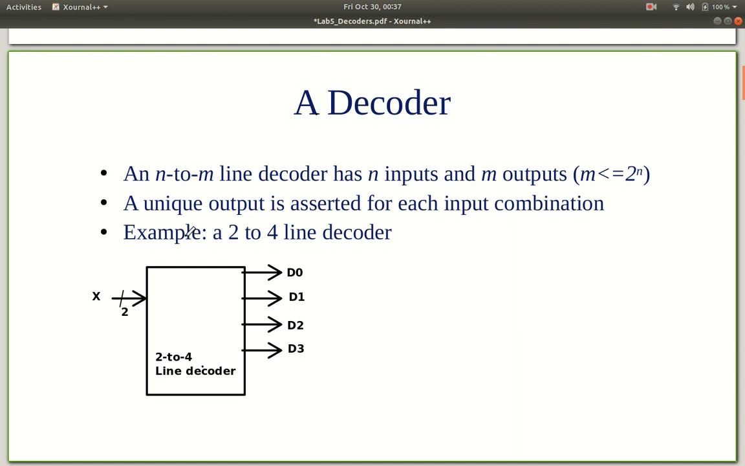Let's take this simple 2 to 4 line decoder example. It has a 2-bit input X and it has outputs D0, D1, D2 and D3. When the input is 0, 0, all zeros, only D0 is high and all the others are 0. When X is 0, 1, then only D1 is asserted. When it is 1, 0, only D2 is asserted. And when it is 1, 1, only D3 is asserted, and so on.